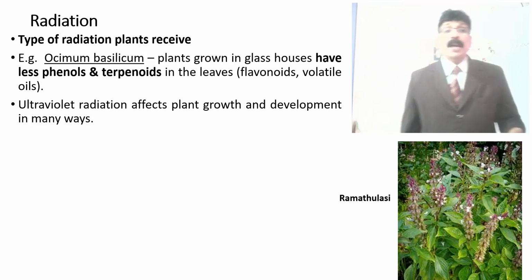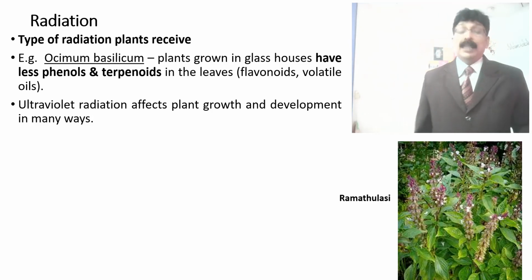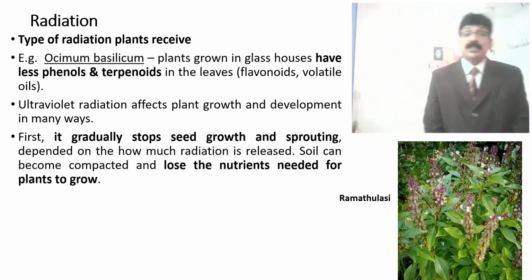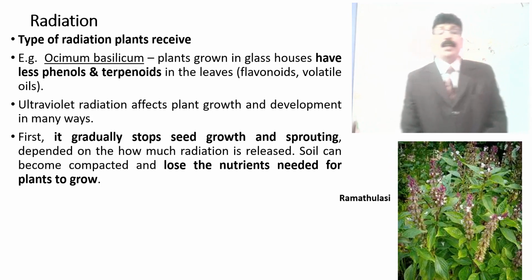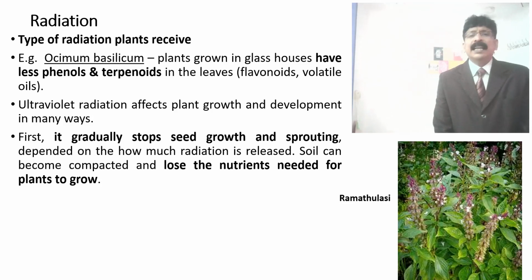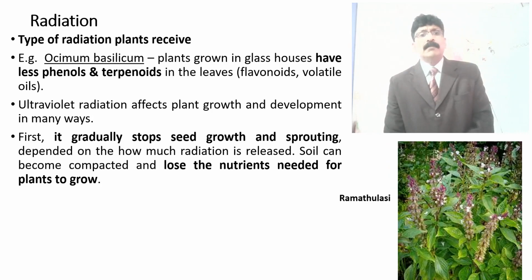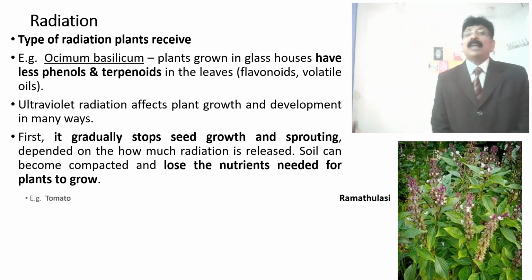Ultraviolet radiation affects the plant's growth and development in many ways. First, it gradually stops seed growth and sprouting. Depending on how much radiation is released, soil can become compacted and lose the nutrients needed for plants to grow.